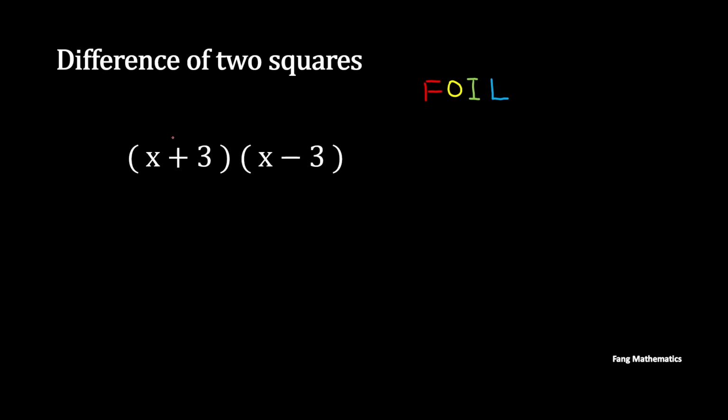In this video, we are going to learn the difference of two squares. That is a special case of multiplying binomials. So let's apply FOIL to this factored form.